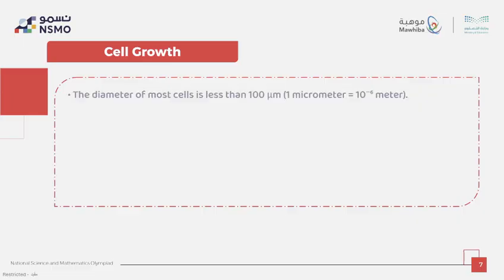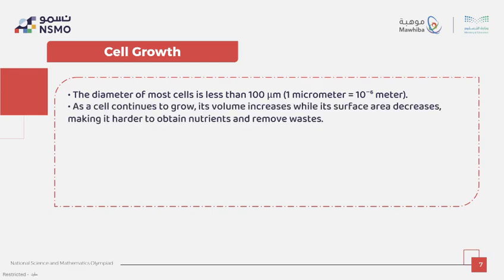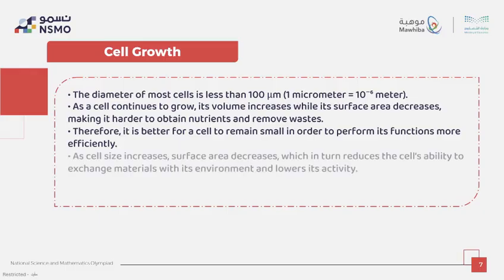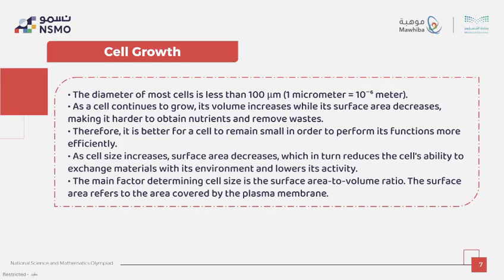Cells are very small, usually less than 100 micrometers, but they cannot keep growing indefinitely. As the cell gets larger, its efficiency in exchanging nutrients and waste decreases. Therefore, the cell must divide to maintain its function and survival. The main factor determining cell size is the surface area to volume ratio. The surface area refers to the area covered by the plasma membrane.